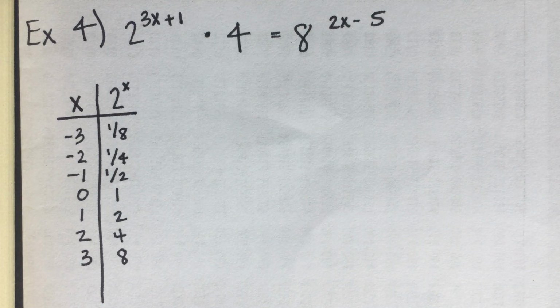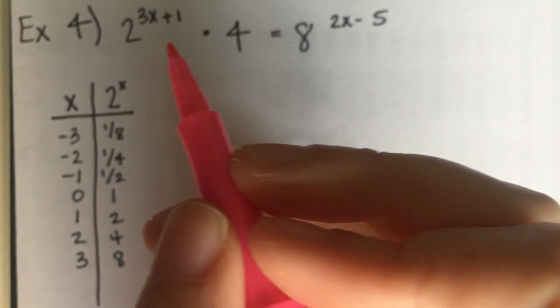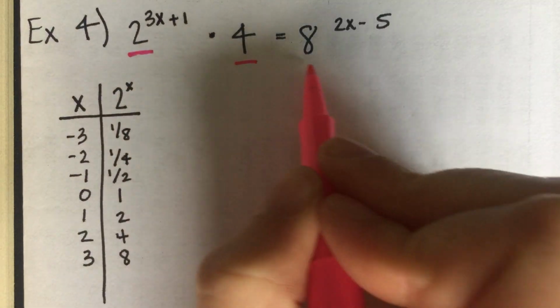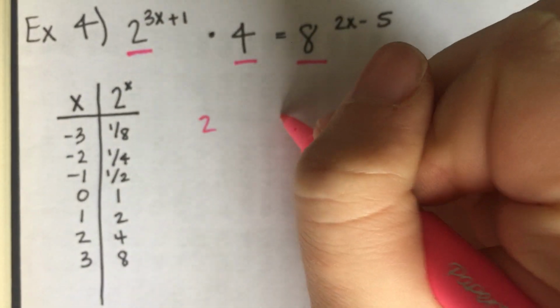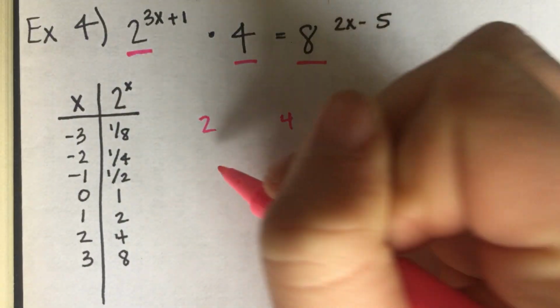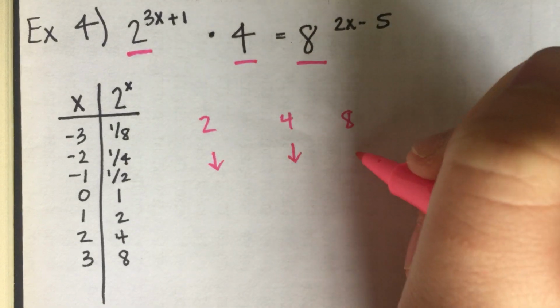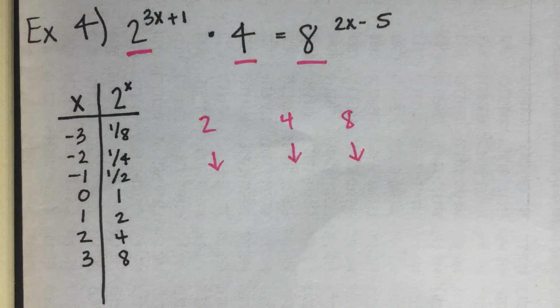Again, we're looking at an exponential equation, so the first thing that we want to do is look at our bases. We have a 2, a 4, and an 8. Since those are not the same number, we need to change their bases to make them the same.